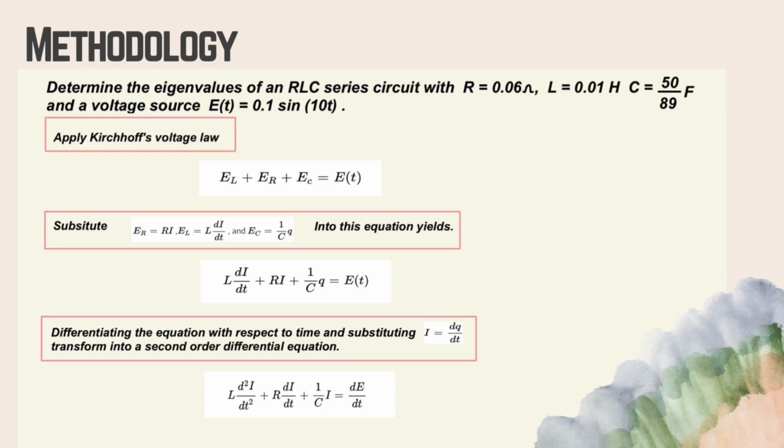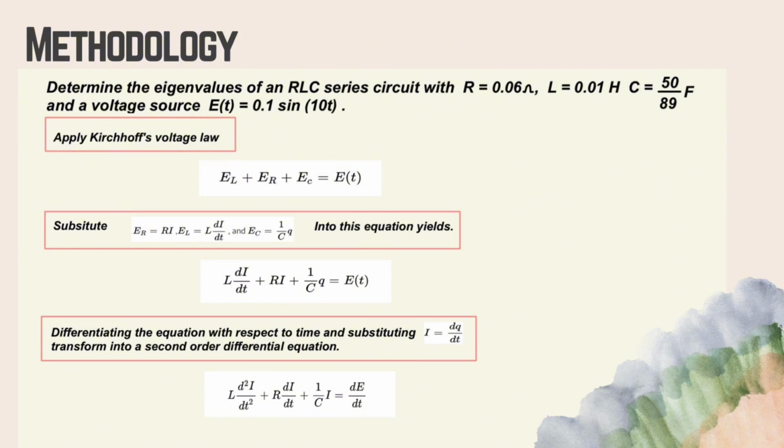The speaker name Fatin Nabila binti Muhammad Ruslan and matrix number 1230542. So I will explain the methodology. So here's an example of question solving differential equation using eigenvalues in RLC circuits. The question is determine the eigenvalues of an RLC series circuit with resistance 0.06, inductance 0.01, capacitance 50 over 89 and voltage source E(t) equal to 0.1 sin 10t.